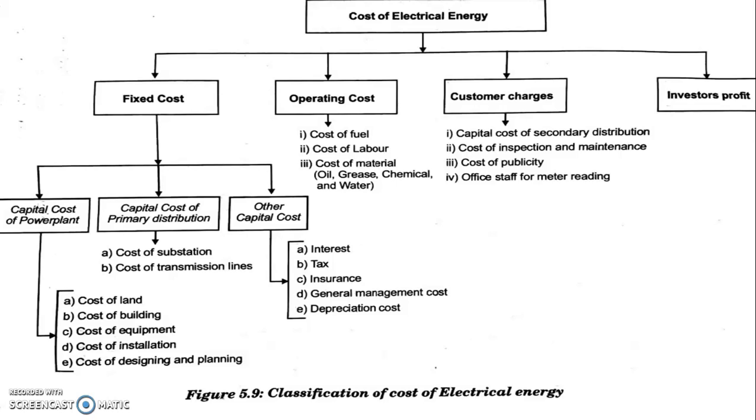And then under operating cost: cost of fuel, cost used for labor, salary for labors, then cost of materials, consumable materials like oil, grease, chemicals, water. All these things come under operating cost. Next one is customer charges. Under this: capital cost of secondary distribution, cost of inspection and maintenance, cost of publicity, office staff for meter reading. All these costs come under customer charges. And then the last one is investor profit.